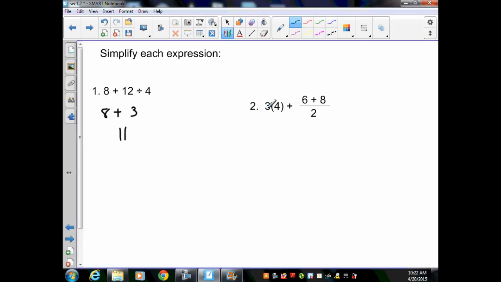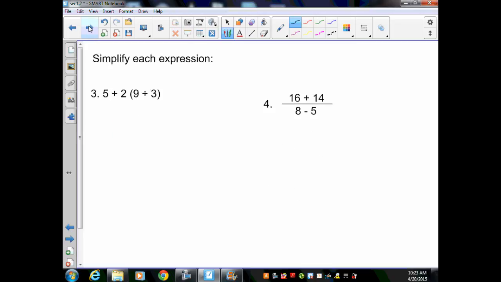Here on number 2, I have 3 times 4 plus 6 plus 8 over 2. I bring down my 3 times 4, which I know is 12, plus, and here, this is essentially a grouping symbol on top. I have to find the sum of these two numbers before I can divide by 2. 6 plus 8 is 14, divided by 2. I'm going to bring my 12 down again, plus 14 divided by 2 is 7. 12 plus 7, 19. Notice on each problem, working down the problem, using a lot of space.